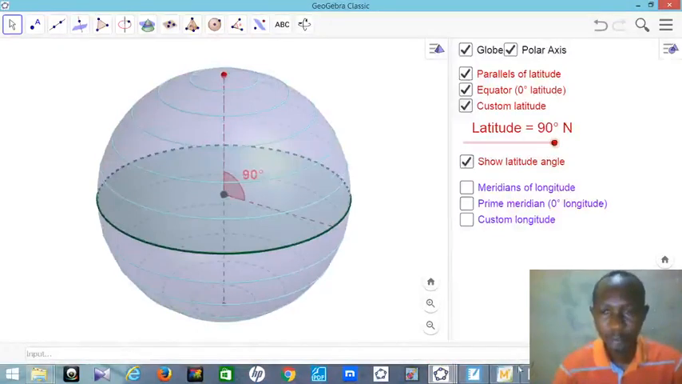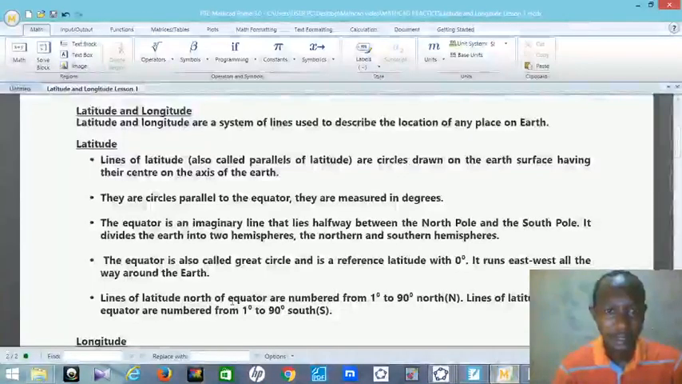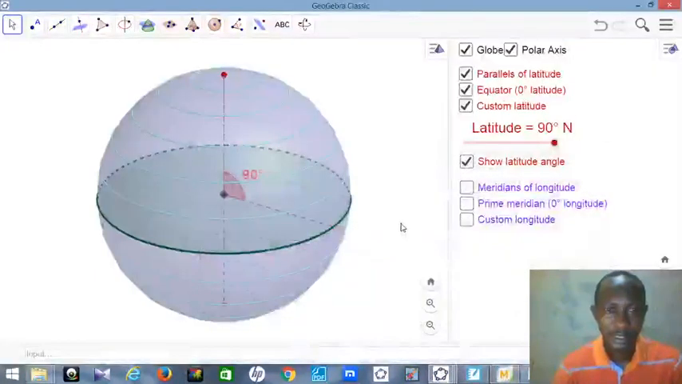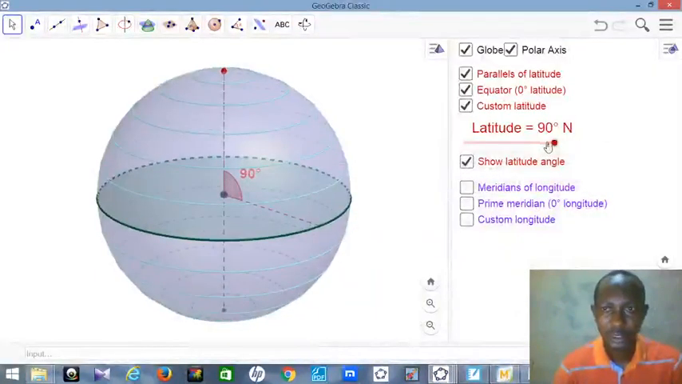So that is what we mean by this statement here, that the lines of latitude north of the equator are numbered from 1 degree to 90 degrees north. The lines of latitude south of the equator are numbered from 1 degree to 90 degrees south. You can see it here. So this is towards north. You can see 90 degrees north.